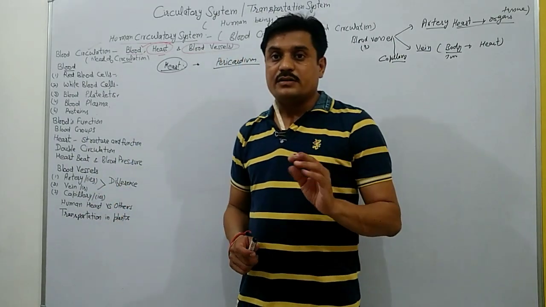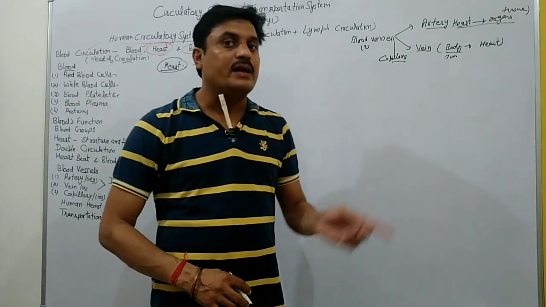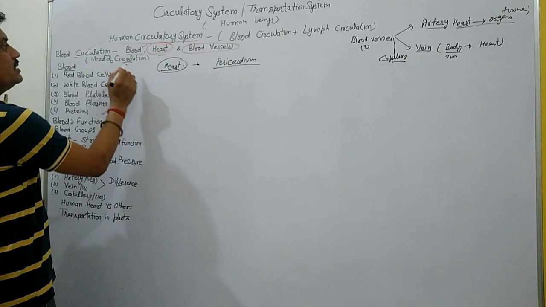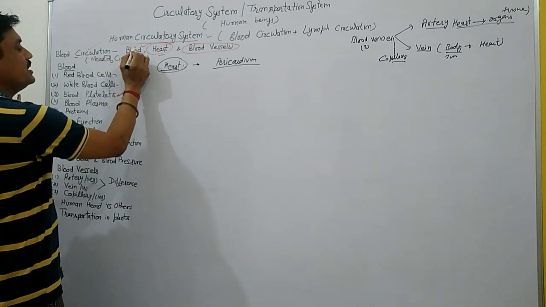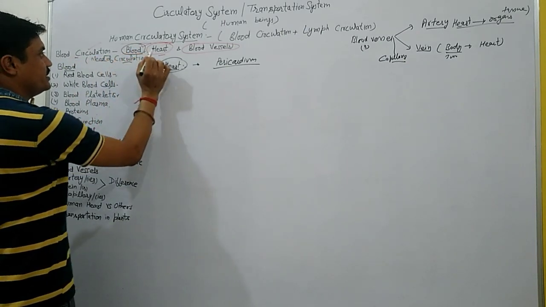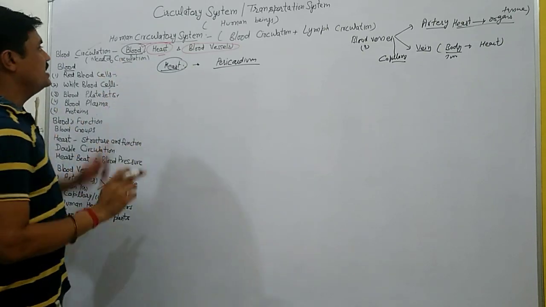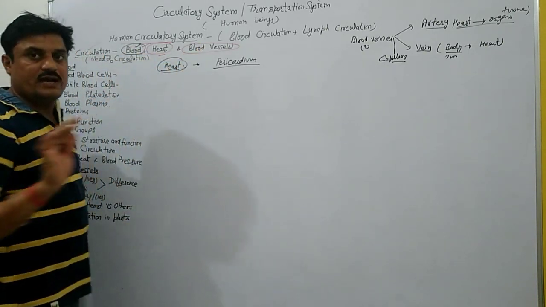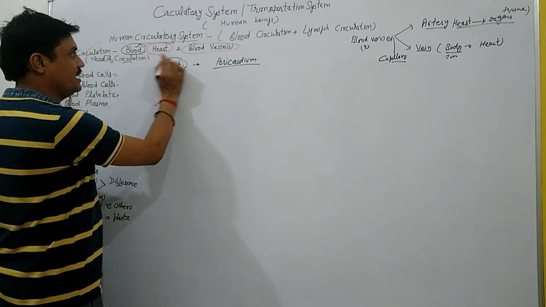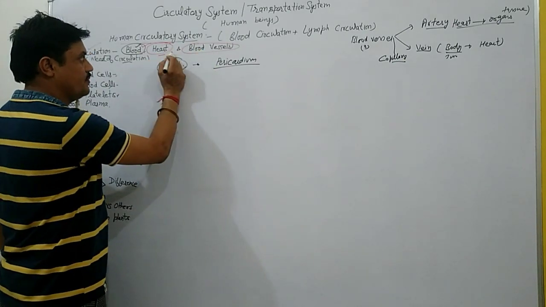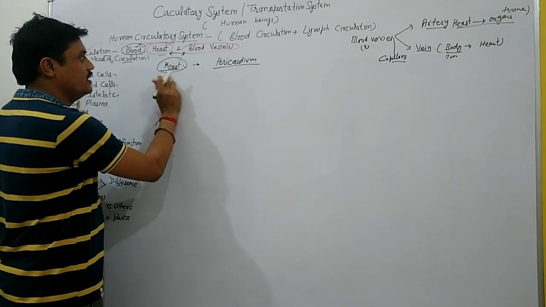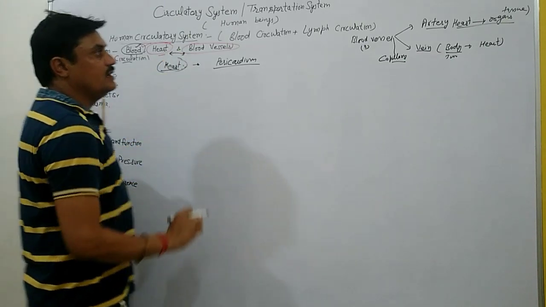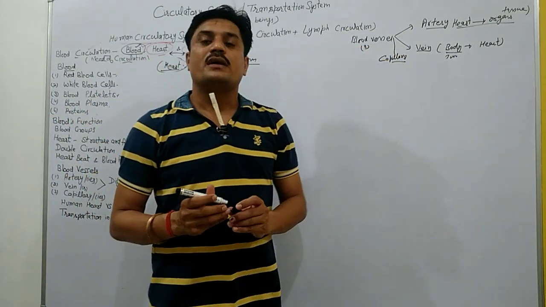So first, we go back to this topic, blood circulation. In human beings, the blood circulation is constituted with three components: blood, heart, and blood vessel. What is blood we have described in detail. What is heart and what are blood vessels, these are the two components to be studied here in this video. So before I explain the structure of heart, let me tell you what are blood vessels.